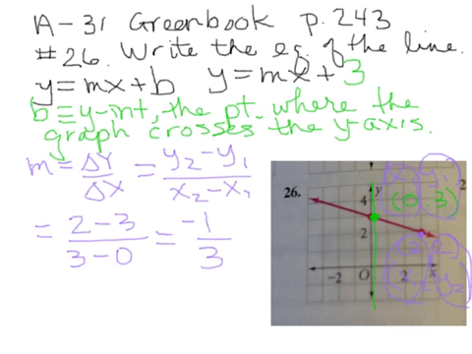If I didn't want to do it that way, I could have done it by counting. So from this point to this point right here, I'm going to go down 1. So my change in y is -1. And then I'm going to go over 3. And the change in x is a +3. And I end up with my slope, change in y over the change in x, being -1/3 as well.